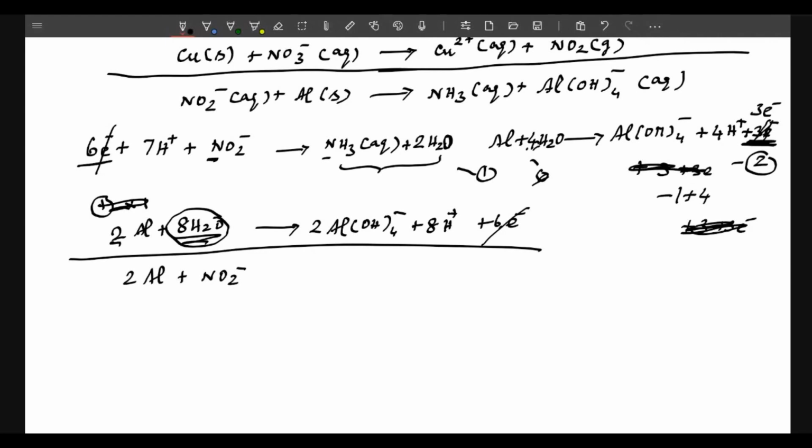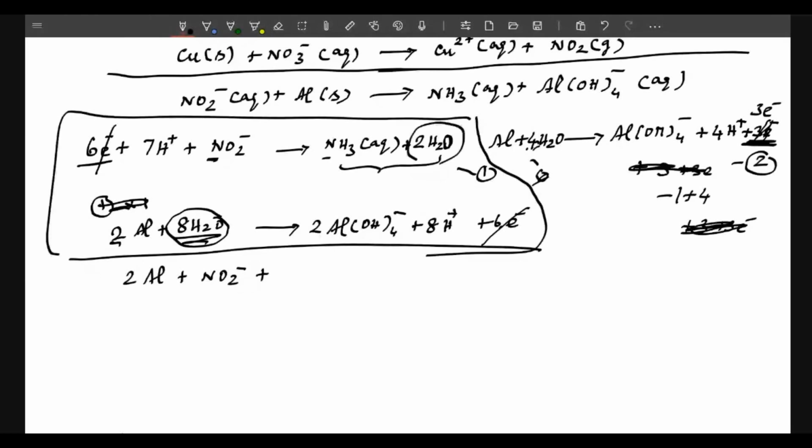What have we put? Plus water in the side. Now we are summing these: 2 water here and 8 water, and therefore the remaining is 6 water. And 7 H plus and 8 H plus is there. Therefore, there we will look into this NH3 aqueous plus 2 AlOH4 minus plus how many H plus? 1 H plus.